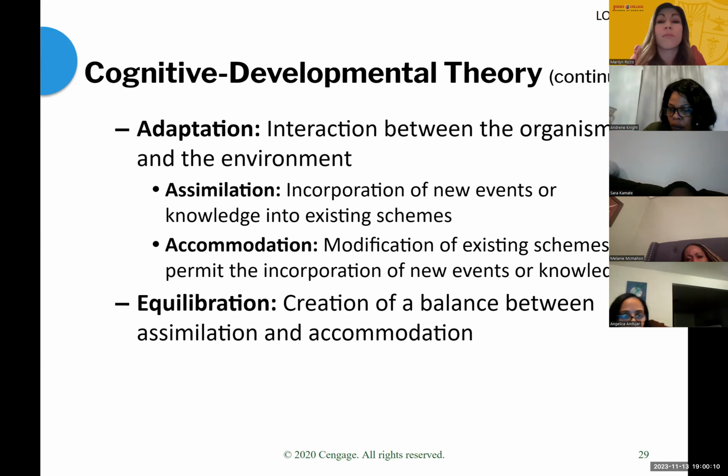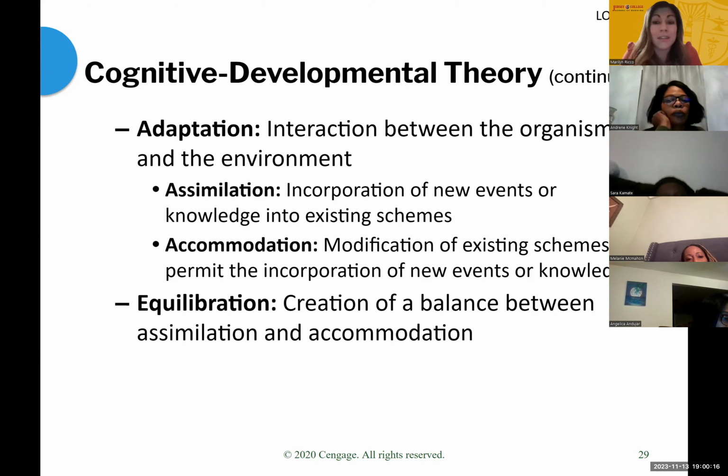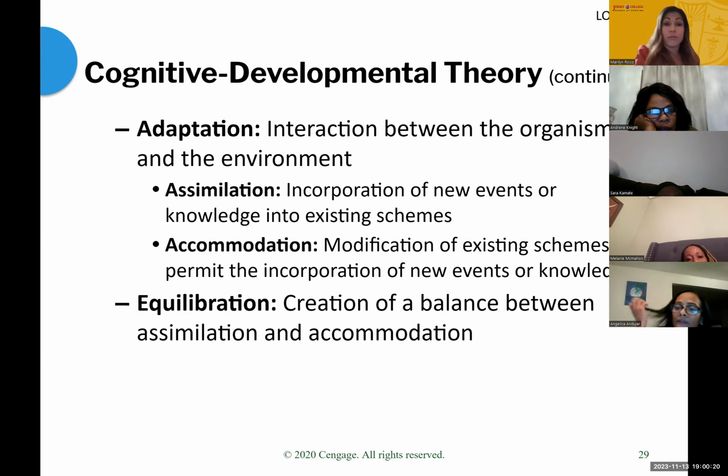Assimilation is the incorporation of new events or knowledge into existing schemes, right? So you are placed into a new event, but you pair it with the information you know from old existing events or schemes that you've had in the past, and you decide how to respond in that new environment.